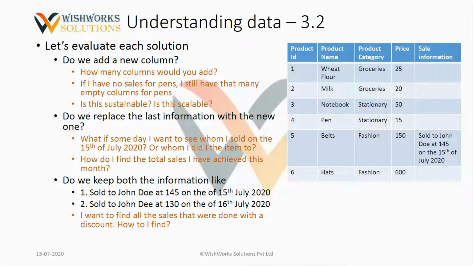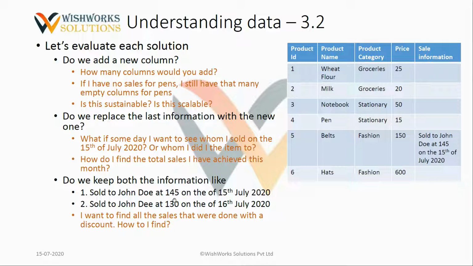I don't know, right? So what would happen is that I would fetch all the belts information, then I'll have to go line by line in this cell, whatever information is there. I have to decode it. I have to convert that sentence and then figure out what value it was sold at.